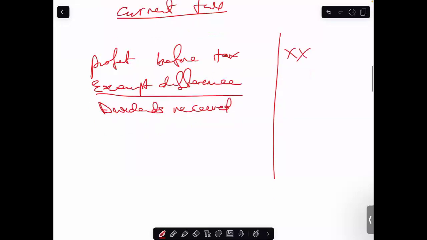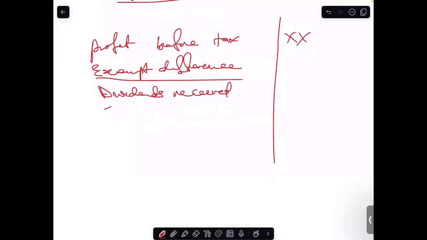What else do we have? We have foreign income. The reason why we exclude it is because of the double tax agreement between countries. Foreign income received is included in profit before tax, so we need to take it out because it is non-taxable. What else do we have?